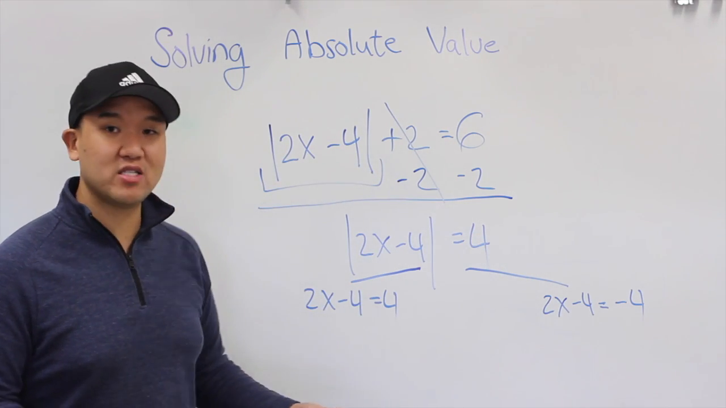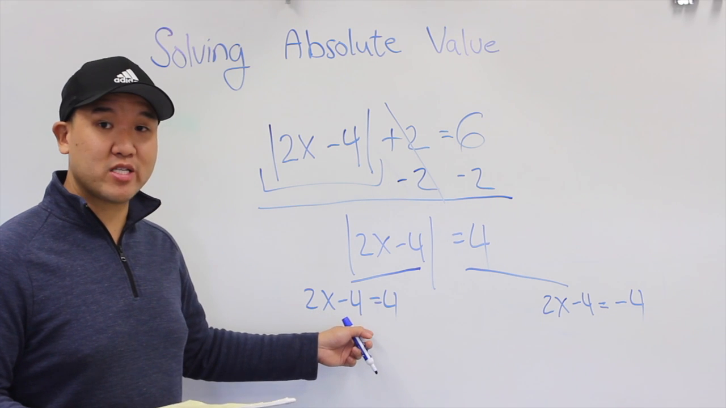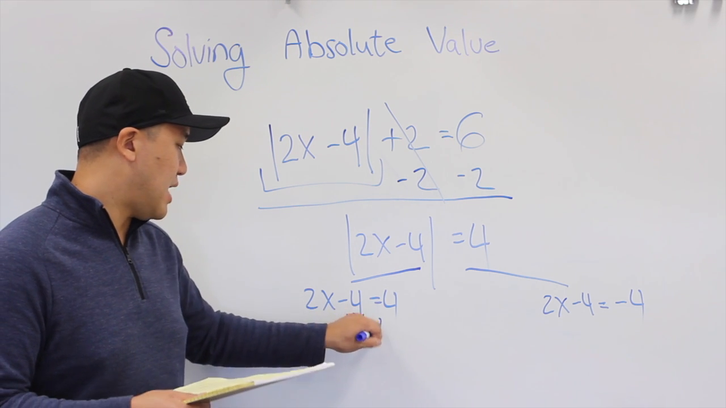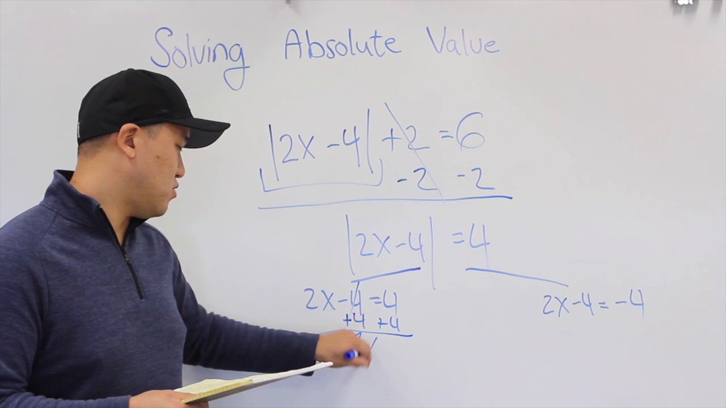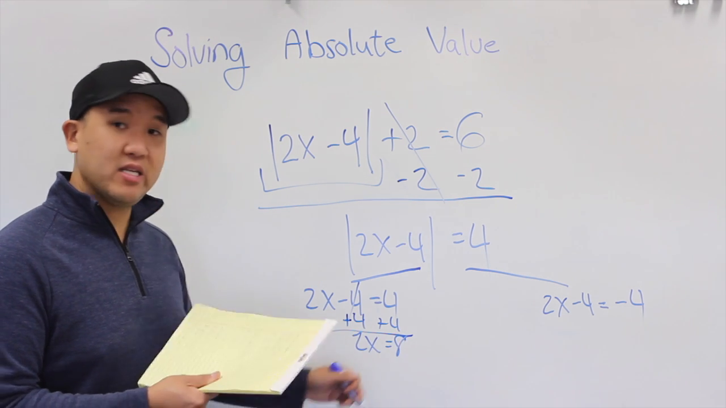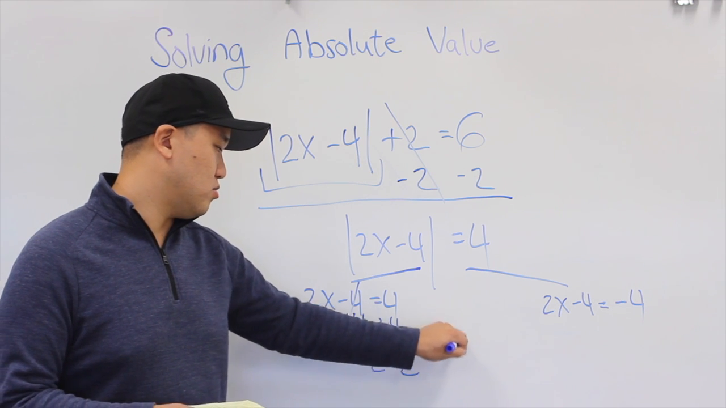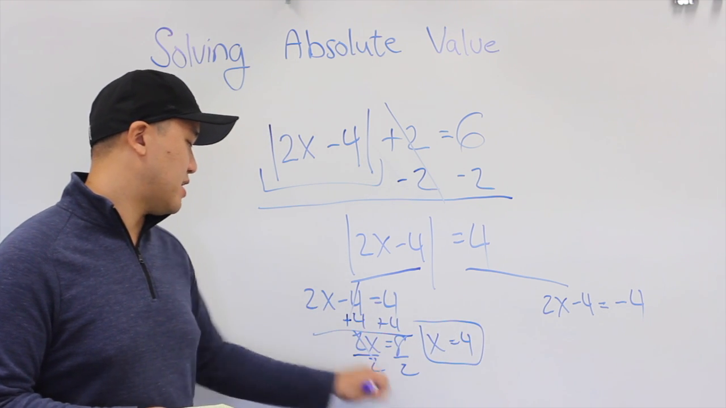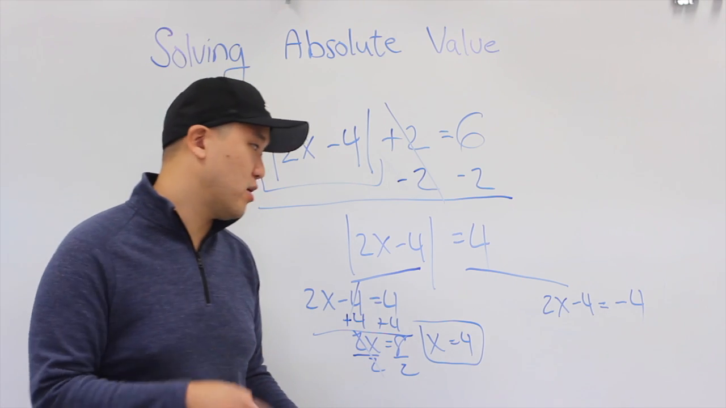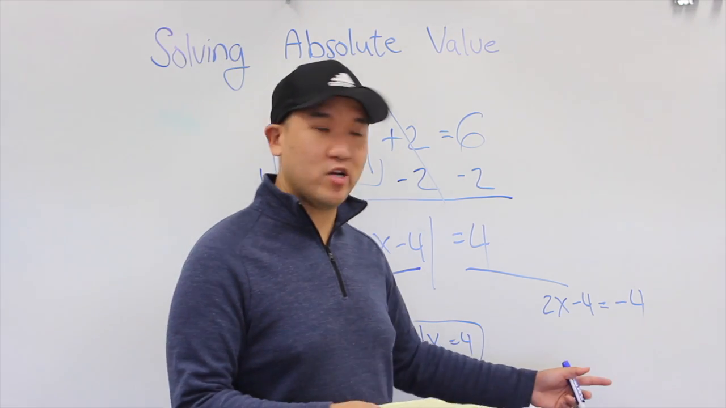So now we're going to solve this using multi-step. What's my first step here? We have to add 4. So you have 2x equals 8. And then is x by itself? No, we're going to divide by 2. So you have x equals 4. That cancels out. 8 divided by 2 is 4. So you have one answer. We're not there yet. Let's try this one.